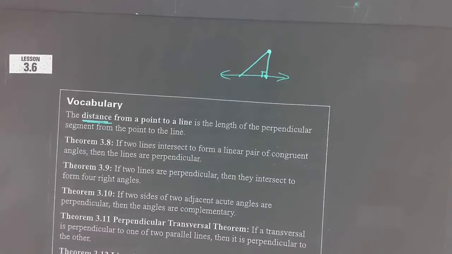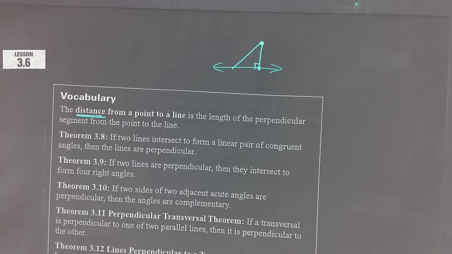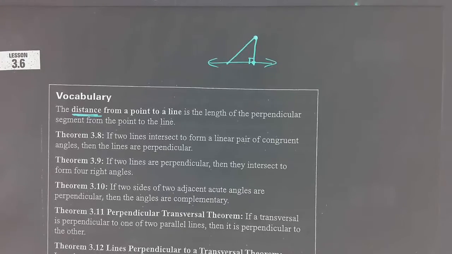Now, look at theorems 3.8, 3.9, and 3.10. If two lines intersect to form a linear pair of congruent angles, then the lines are perpendicular. Whoa. Two lines intersect to form a linear pair of congruent angles. What's a linear pair, first off? Okay, they're adjacent angles, good. Adjacent angles that add up to make that straight line are 180 degrees. Now, this is saying that it's a linear pair of congruent angles. Saying if they're both 90 degrees.